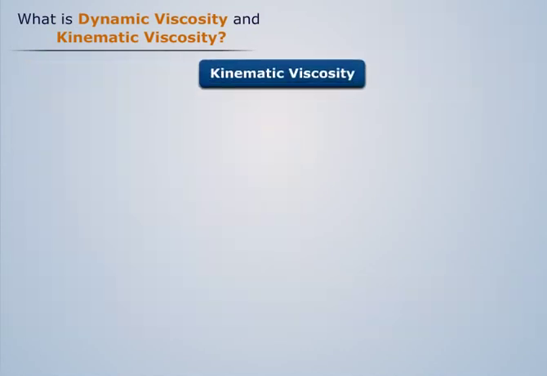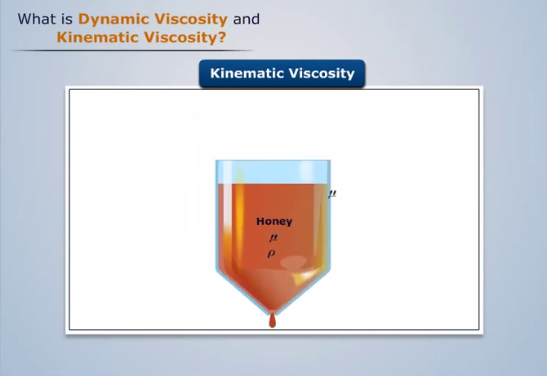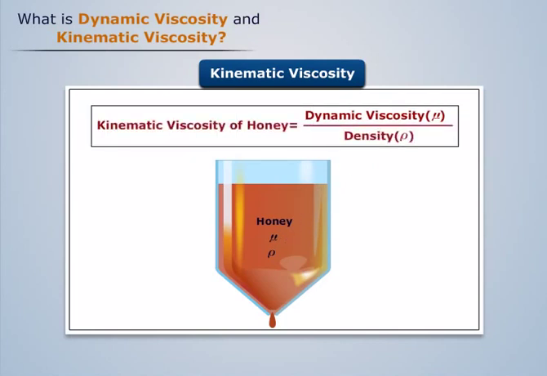Now let us understand kinematic viscosity. Consider a vessel filled with honey. Let mu be the dynamic viscosity and rho the density of honey. Now if we take the ratio between dynamic viscosity and density, this will give us the kinematic viscosity of honey.